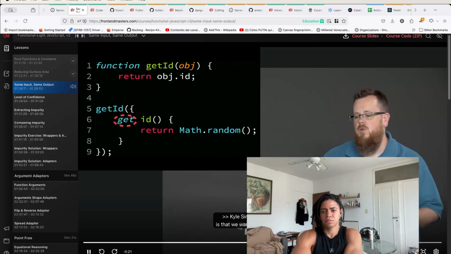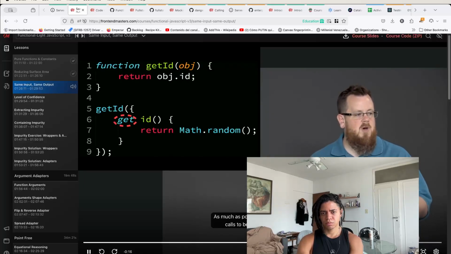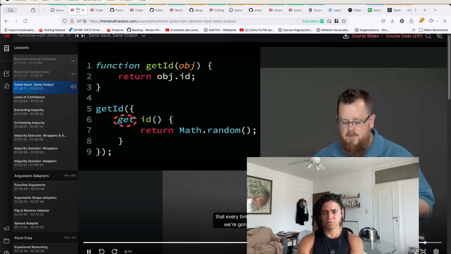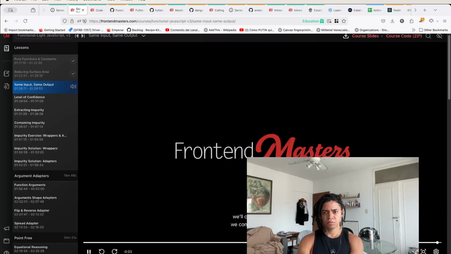So that's the key, is that we want to design our program so that as many of our function calls are like that as possible. As much as possible, we want our function calls to behave as pure, meaning that every time we give it the same input, we get the same output. There's more to the Rubik's Cube. We'll go back to those in 2 minutes.